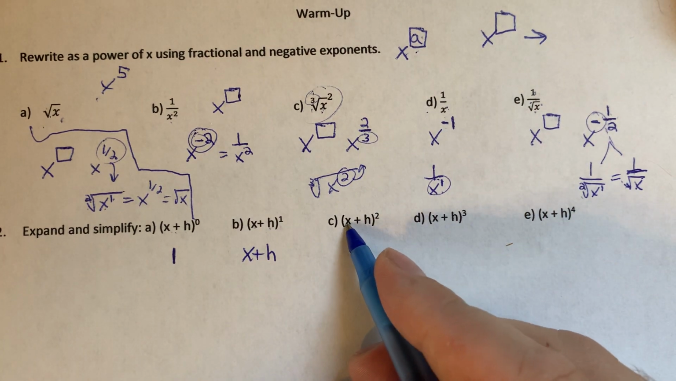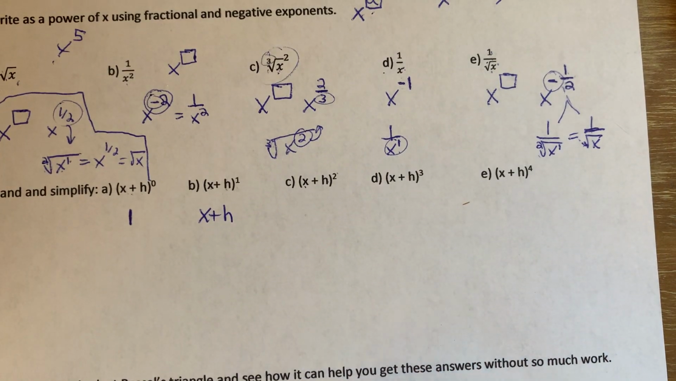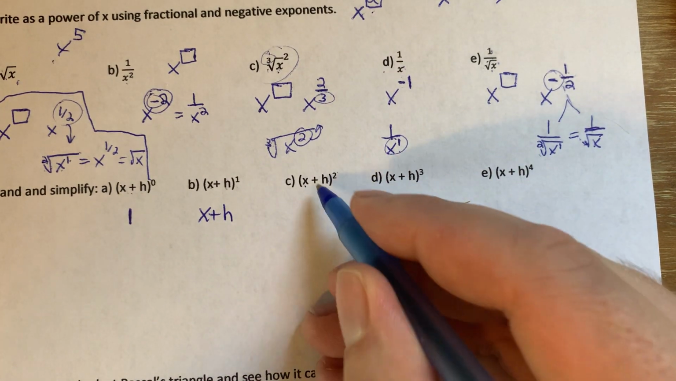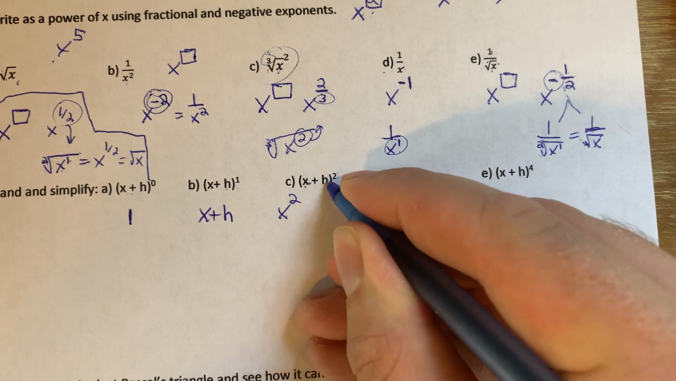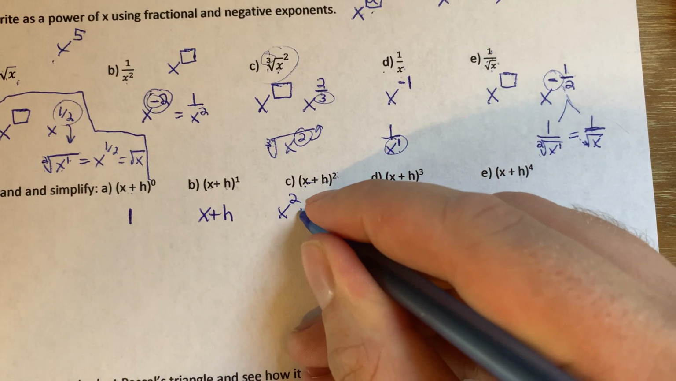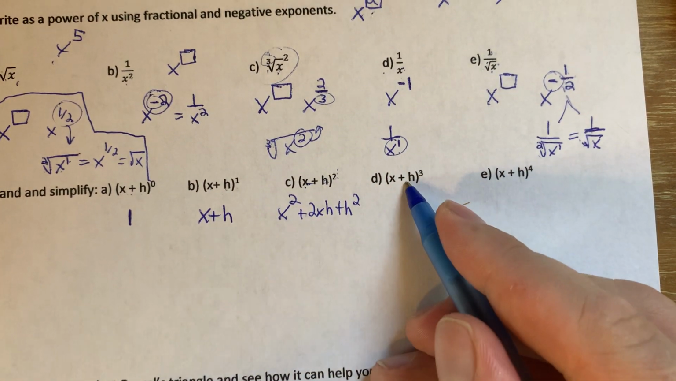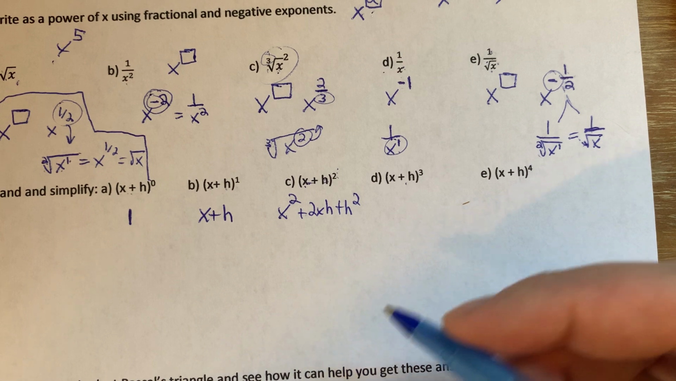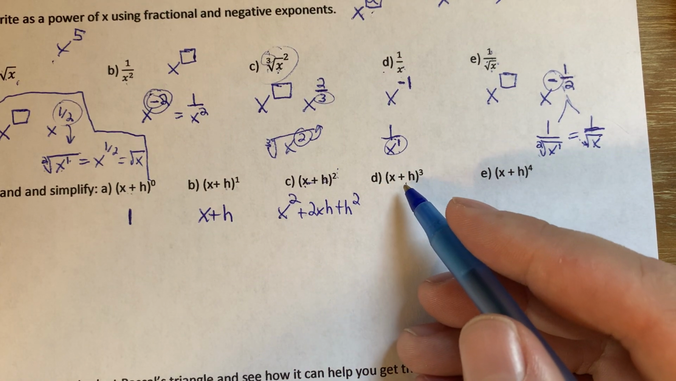What about x plus h squared? And we did this in algebra 1, or algebra 2. This is a binomial being squared, and there's a shortcut here. We square the first one, we multiply these two together and double it, and then we square the last one. And there is a shortcut rule for this, but I'm not sure if you know it. But either way, you can still multiply this out.